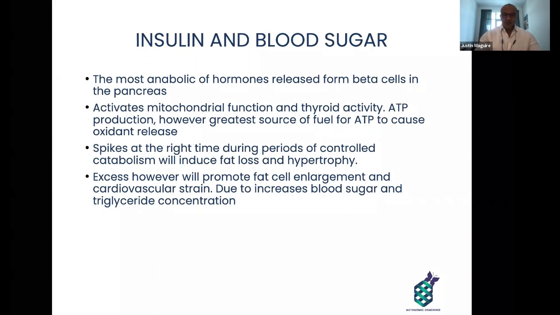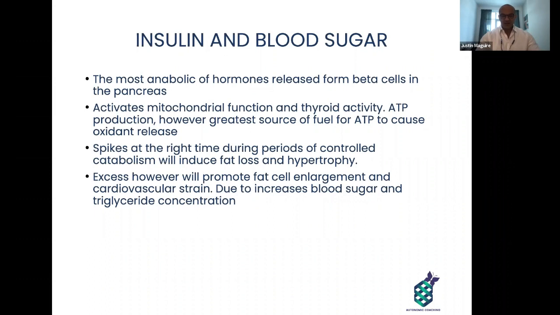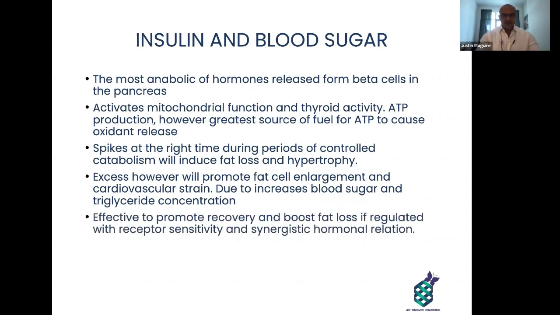Excess insulin will promote fat cell enlargement and cardiovascular strain, and also increase the density of fat accumulation in the liver. This is due to the increase of blood sugar and triglyceride concentration. Not to go into too much physiology behind this, however, when there is an excessive quantity of glucose within the bloodstream, it gets converted into triglycerides by the liver. It's effective to promote recovery and boost fat loss if regulated with receptor sensitivity and synergistic hormonal relation.